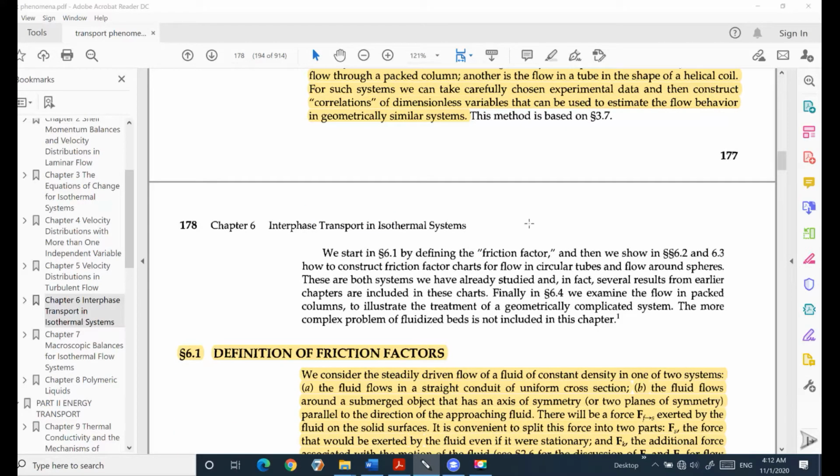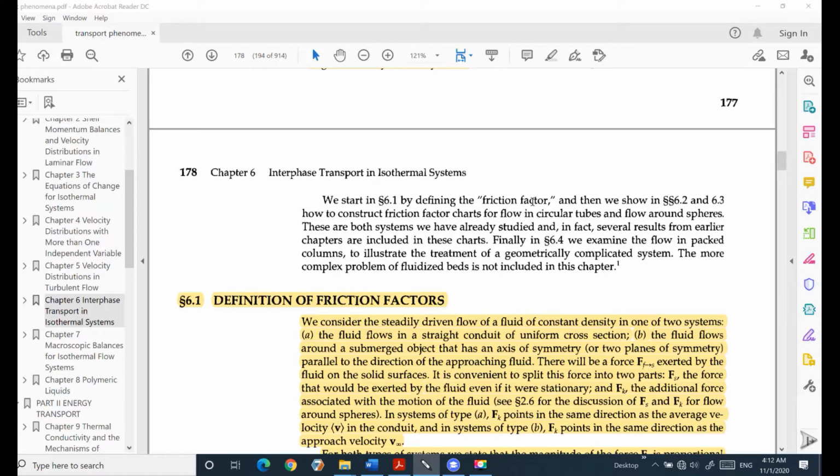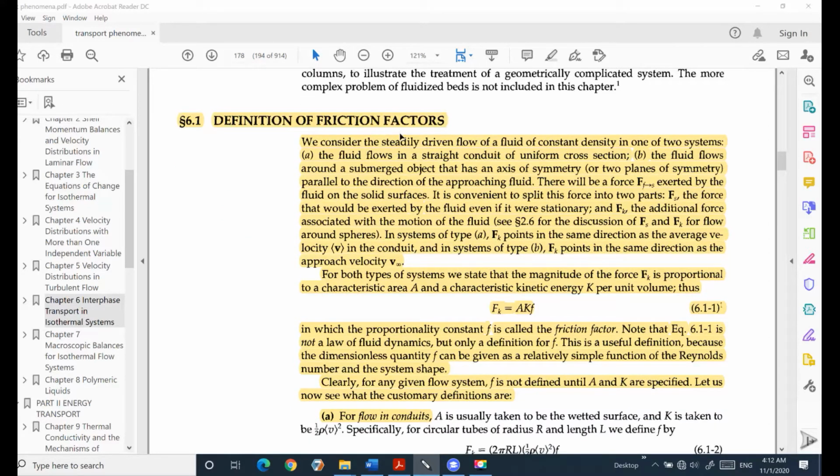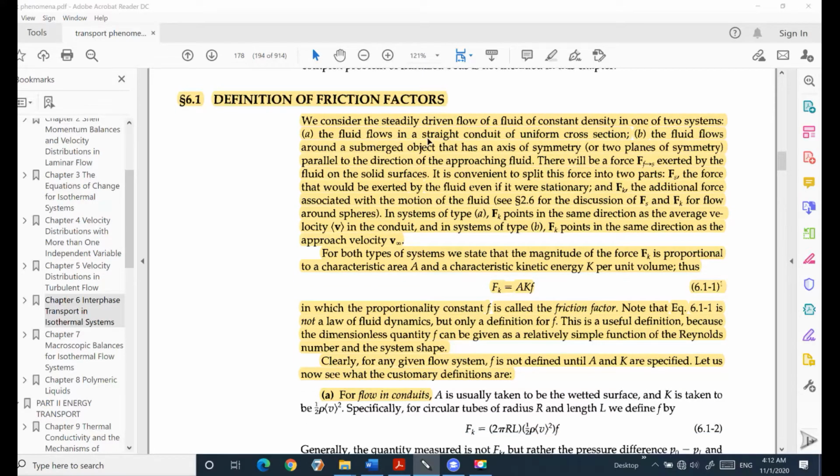So here we are going to define the friction factor and see how we can evaluate it by some experimental correlation. What is the definition of the friction factor? We consider a fluid of constant density flowing in a straight channel of uniform cross section. That is the first type of system. In the second type of system, the fluid flows around some submerged object that has an axis of symmetry or two planes of symmetry parallel to the direction of the approaching fluid.